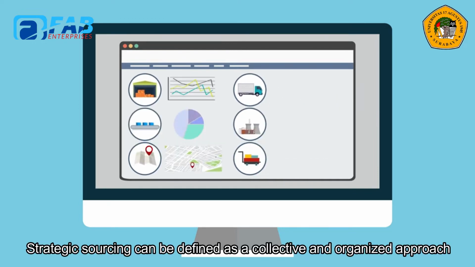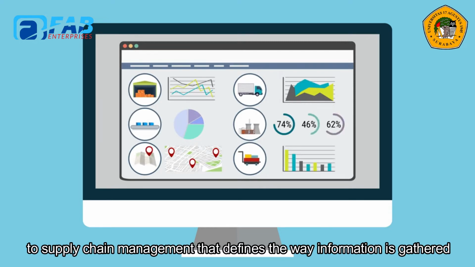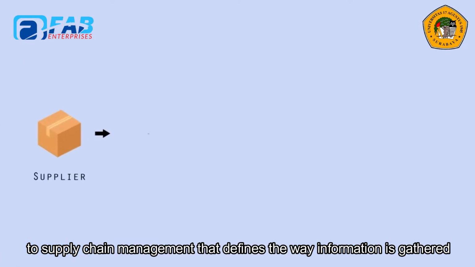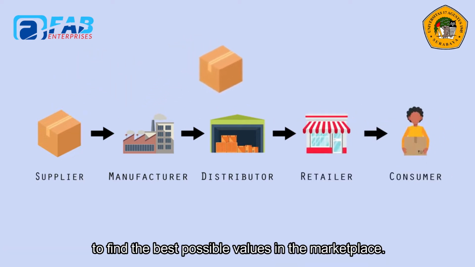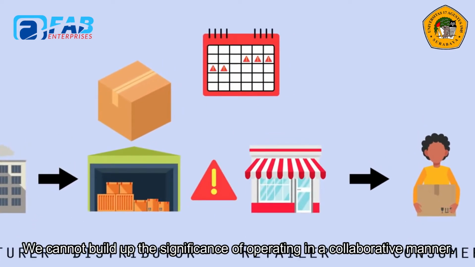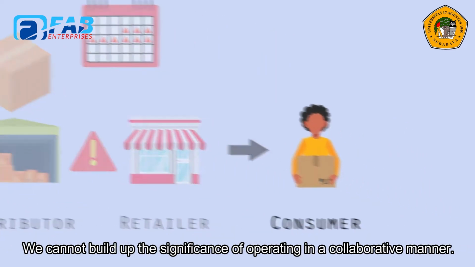Strategic sourcing. Strategic sourcing can be defined as a collective and organized approach to supply chain management that defines the way information is gathered and used so that an organization can leverage its consolidated purchasing power to find the best possible values in the marketplace. We cannot overstate the significance of operating in a collaborative manner.